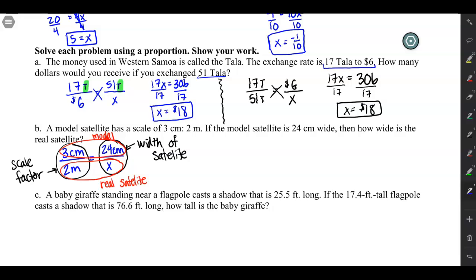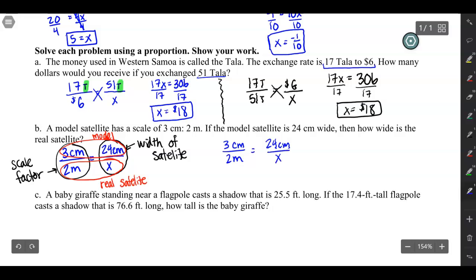So I'm going to go ahead and rewrite my proportion out over here. It's kind of messy over there since I drew all that stuff in. And we're going to use this to solve. So I'm going to get 3x is equal to 48. I'll divide both sides by 3 to get x equals 16. And that would be 16 meters, because that's how wide the satellite is in real life.